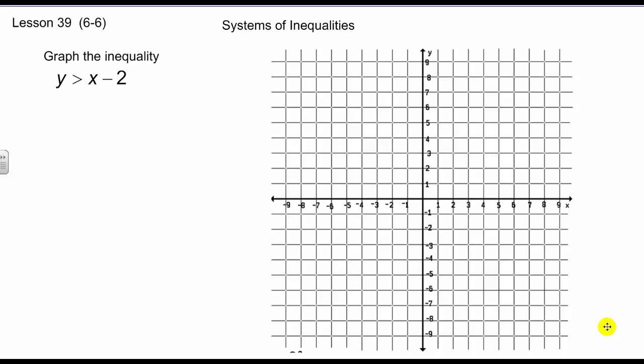Today we're going to solve systems of inequalities, and we've solved inequalities in two variables before by graphing. Let's just do a quick review.